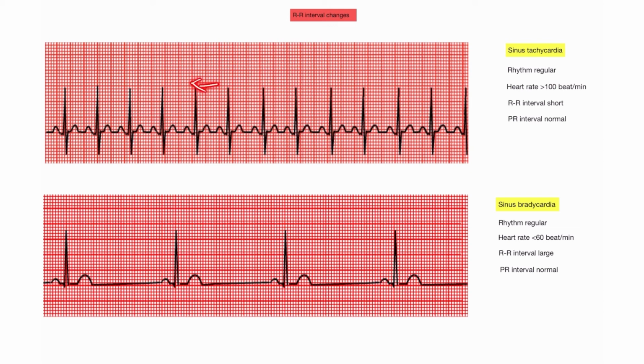How do you find this? I already explained how to find heart rate. You find the heart rate as 300 divided by the RR interval. For the RR interval, you always use the large boxes. Here you will see half a large box, here a full large box, here half a large box, so a total of 2 large boxes. So the formula is 300 divided by 2 equals 150. 150 means more than 100 beats. So this is sinus tachycardia.